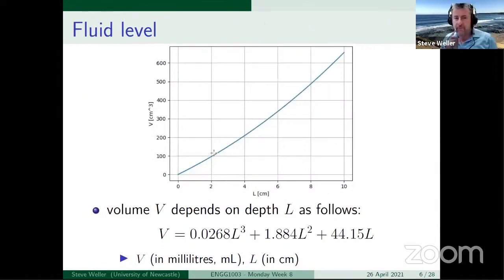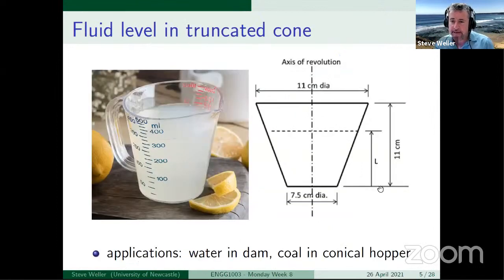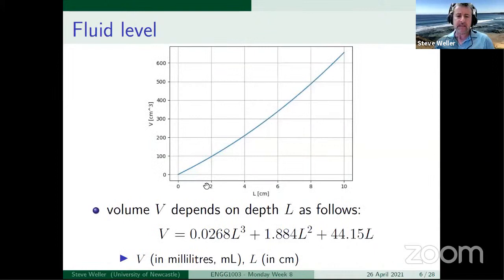And so the fluid volume V on the vertical axis depends on the depth L. Remember, L is the height of the fluid in the vessel, and the volume V depends on the depth L as follows: V is equal to 0.0268 L cubed plus 1.88 L squared plus 44.15 L. I'm presenting this equation here without proof.